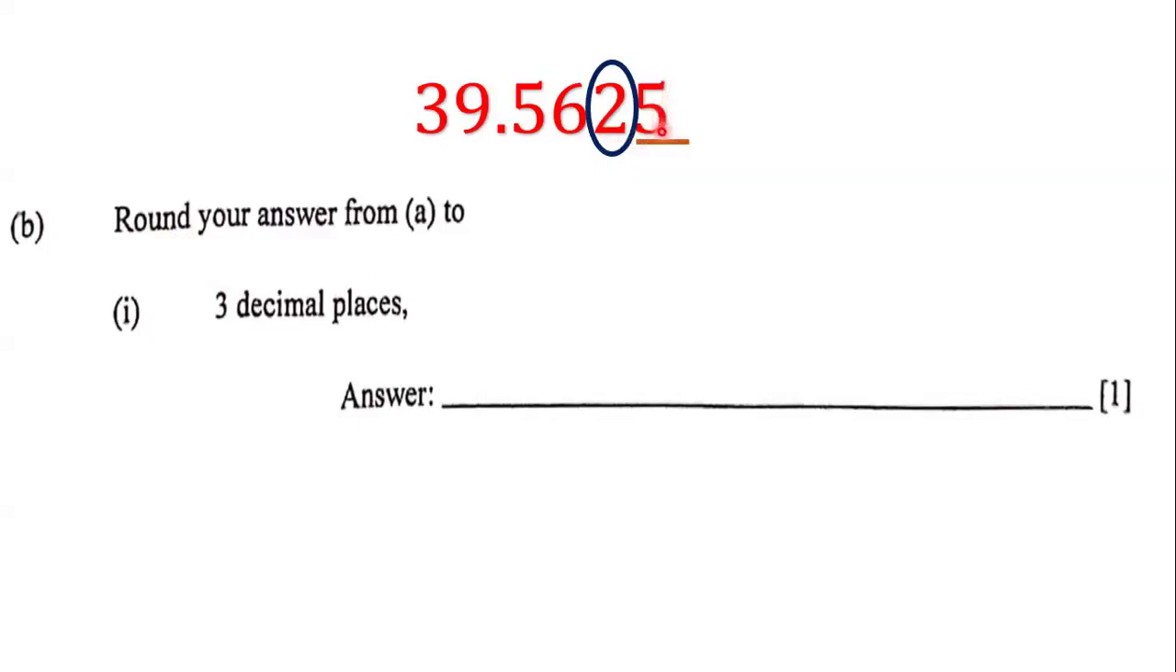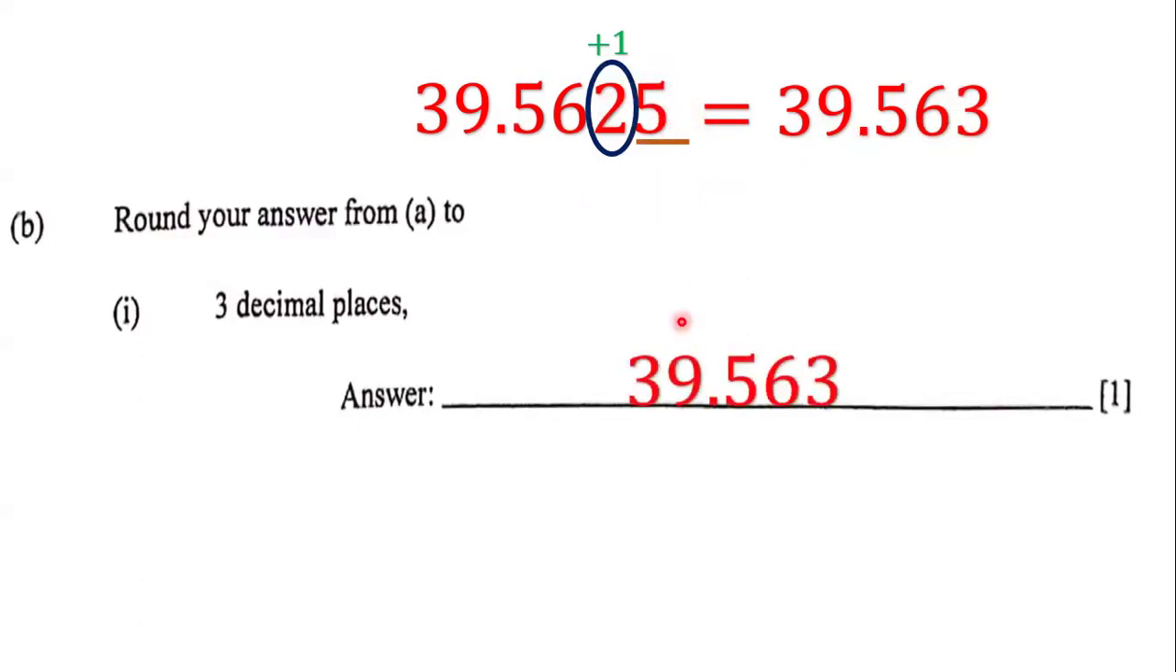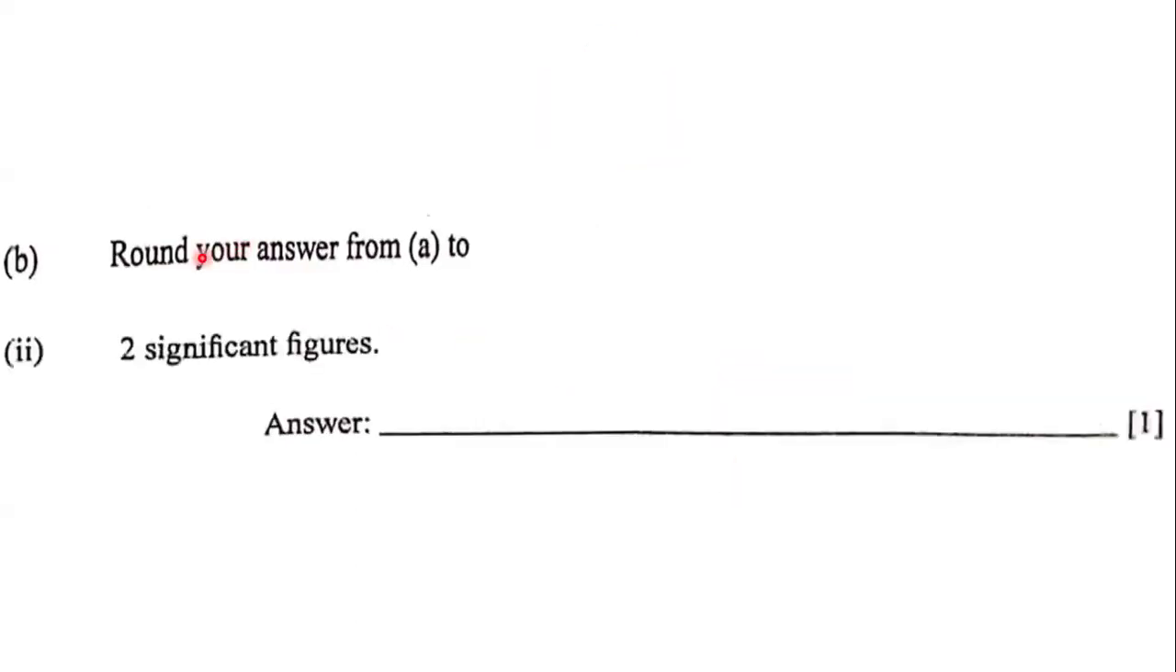And the answer is yes. And so that means that we're going to round up. So we have to add 1 to 2. So we say 2 plus 1, and 2 plus 1 is definitely 3. And so our answer is 39.563, because this 2, we change it into 3, and we dropped or eliminated this 5. And so our answer here is 39.563.